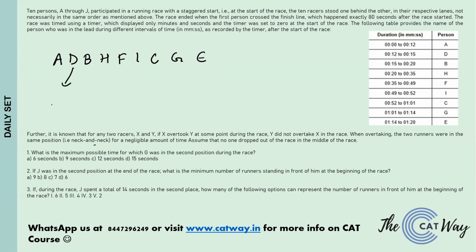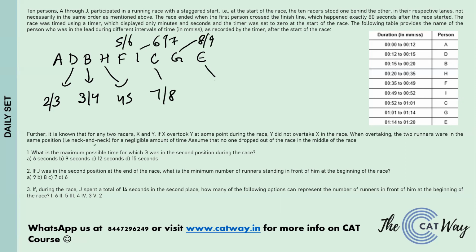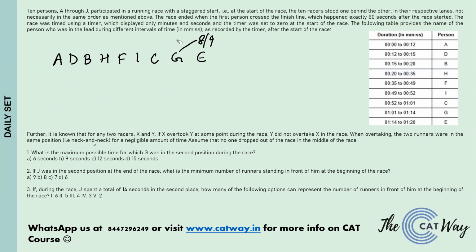That means D could have occupied either the 2nd or 3rd position. For B, 3 and 4 are open. For H, 4 and 5 are open. Similarly, for F, 5 and 6 are open. Then 6 and 7 are open, 7 and 8 are open. For him, 8 or 9 are open. And for E, the 9th or 10th position is open. So these were the positions that they could have taken. Now this is the basic structure of the question. Now we can move towards the solving part for the first question.